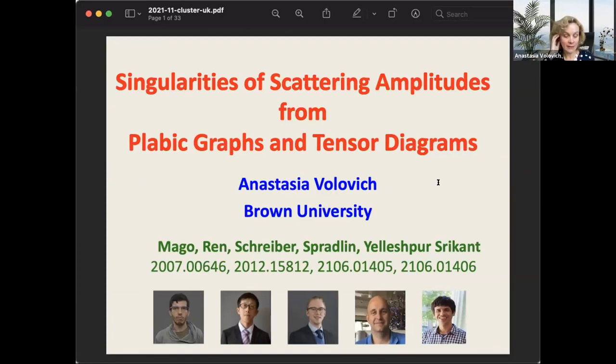I wish I could come in person, since I always love to come to Cambridge, where actually my brother and his family live. So I'll tell you a little bit about the exciting connection between scattering amplitudes that we compute in physics and cluster algebras, which is the subject of this conference.